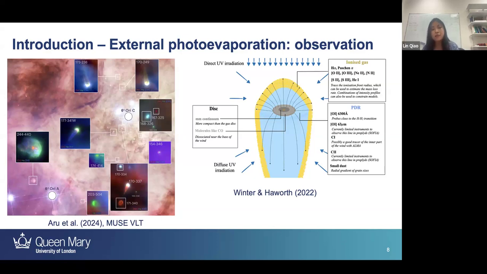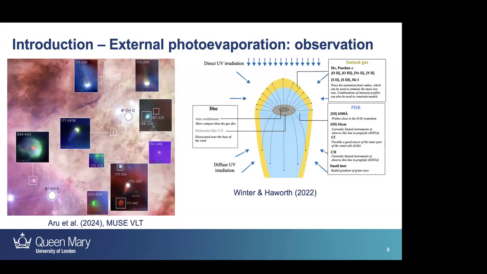But in my model, those effects are not accounted for yet, because right now it is just a very simple 1D viscous disk evolution. But those are all very interesting cases to study, I guess.